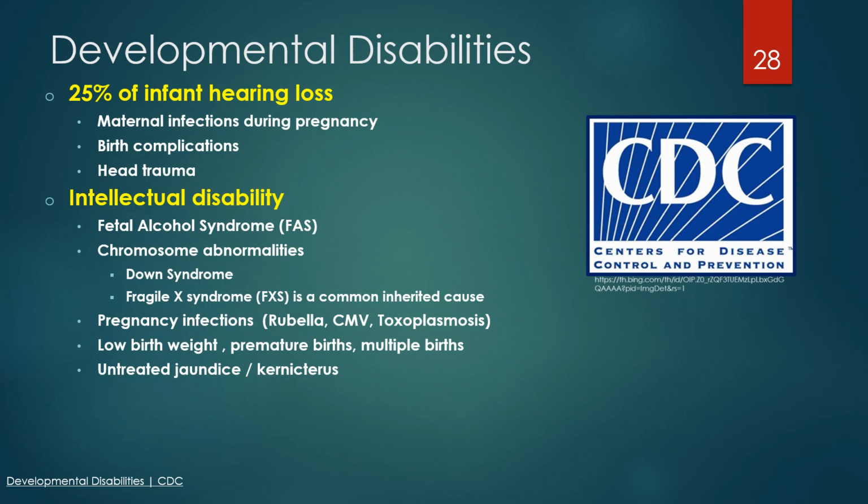Low birth weight, premature birth, and multiple births are associated with an increased risk of developmental disabilities. Untreated newborn jaundice, due to high levels of blood bilirubin, can cause a type of brain damage known as kernicterus that's often associated with cerebral palsy, hearing, vision, and dental abnormalities.